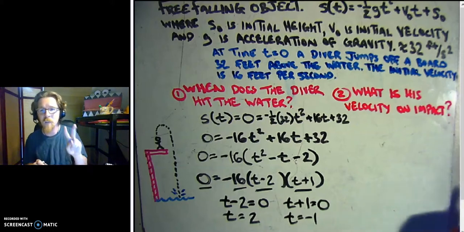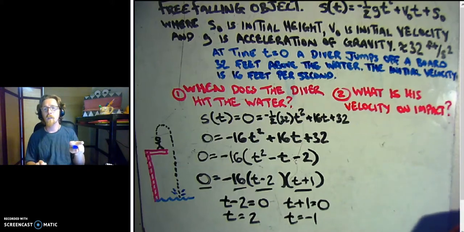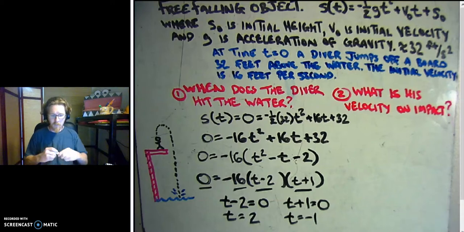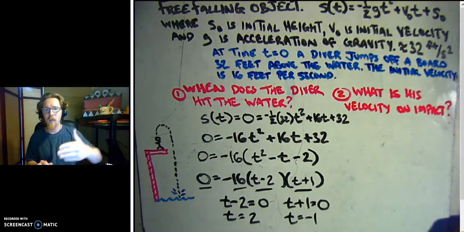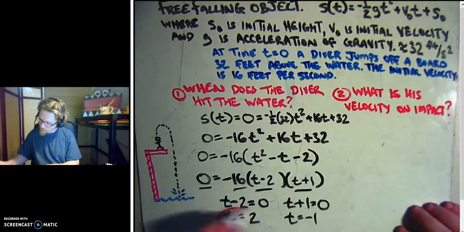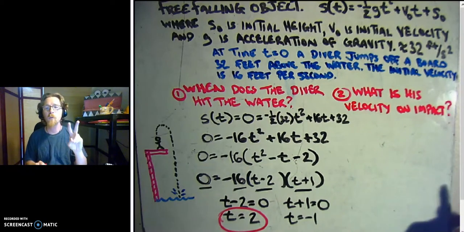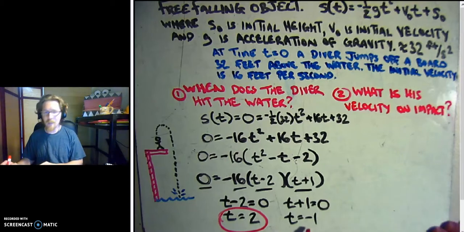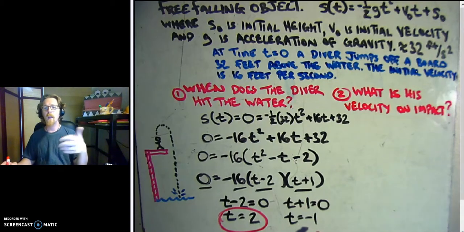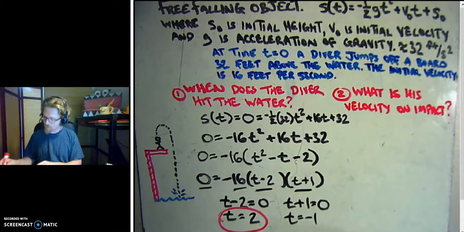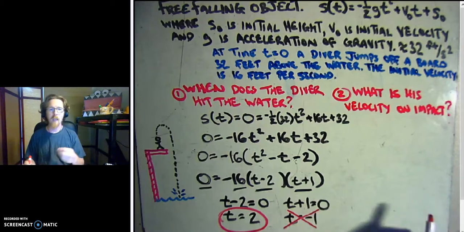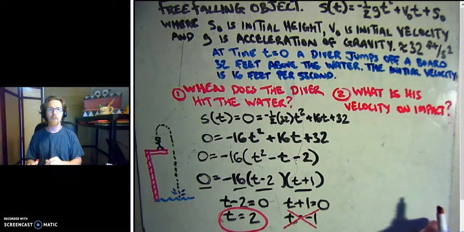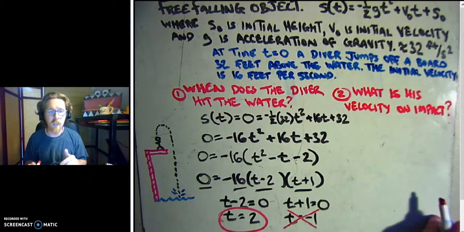So I have two times that this diver takes to hit the water, but one of these times is unrealistic in our only positive time world. So I'm going to say that it takes the diver 2 seconds to jump off the board and land in the water. -1, this diver's not jumping backwards in time. It doesn't take him -1 seconds. It takes him 2 seconds. And so this is just unrealistic in our application of this problem. So now I know when the diver hit the water.